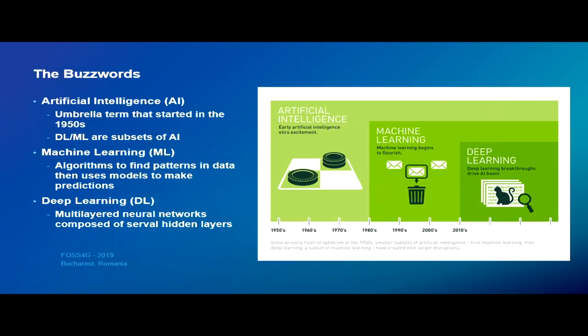So artificial intelligence is an umbrella term that started in the 1950s, and AI, deep learning and machine learning are all subsets of artificial intelligence. And really back then when artificial intelligence first started, they were doing things like playing chess, and some computational things, but the computational power really wasn't there, or the hardware or the software. We had the algorithms, but they were still slow overall.